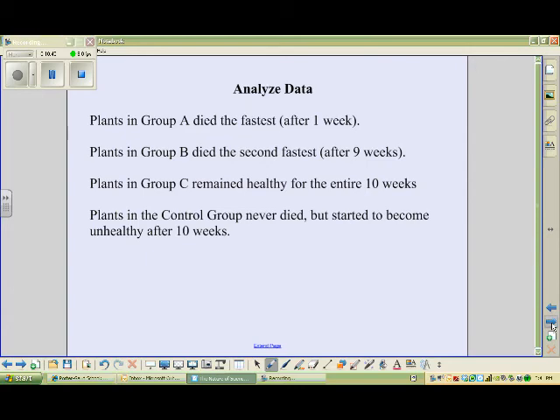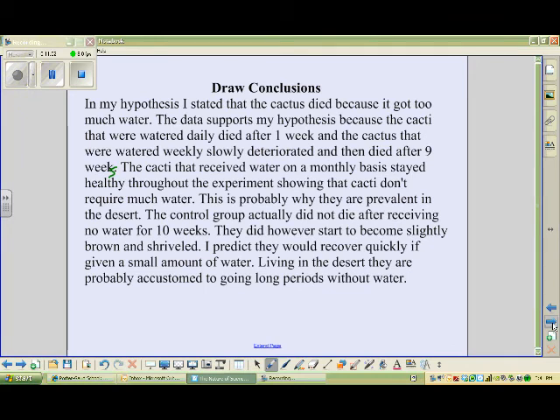So to analyze the data, we want to put it all into a data table, and then we also want to write it down in words. What happened? So in this case, we just analyzed for each group. Plants in Group A died the fastest. Plants in Group B died the second fastest. Plants in Group C remained healthy for the entire 10 weeks. And plants in the control group never died. But they started to become unhealthy after 10 weeks.